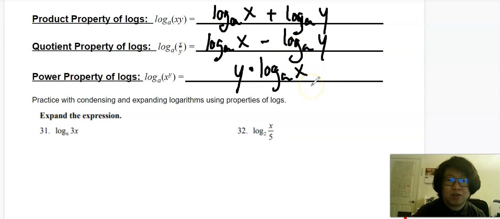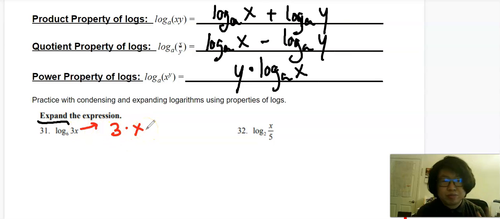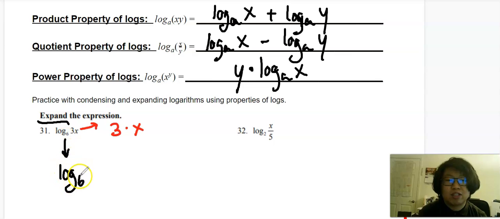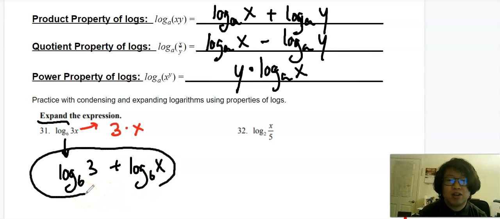So let's take a look at these couple right here. Here we have log base 6 of 3x. The directions are to expand the expression. My argument 3x is, of course, 3 times x. When I want to take it apart, I can split it into log base 6 of 3 plus log base 6 of x. That'll be my answer, nice and simple.